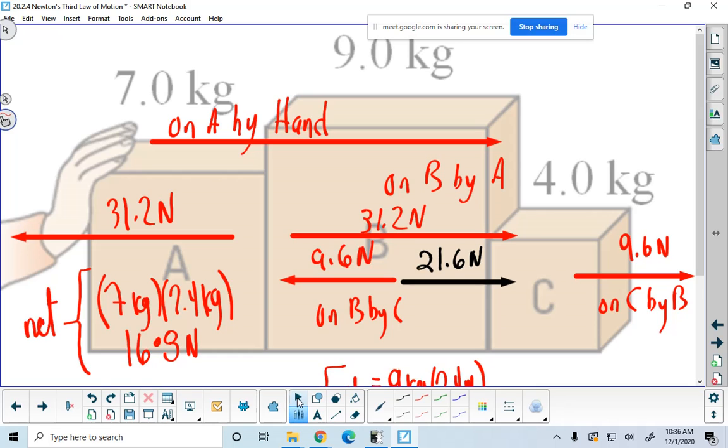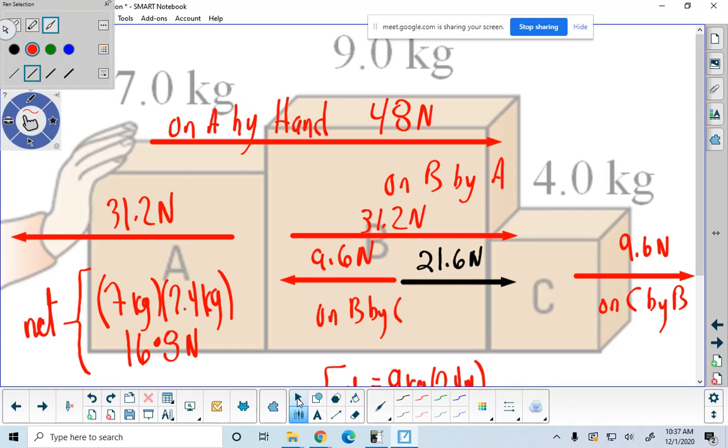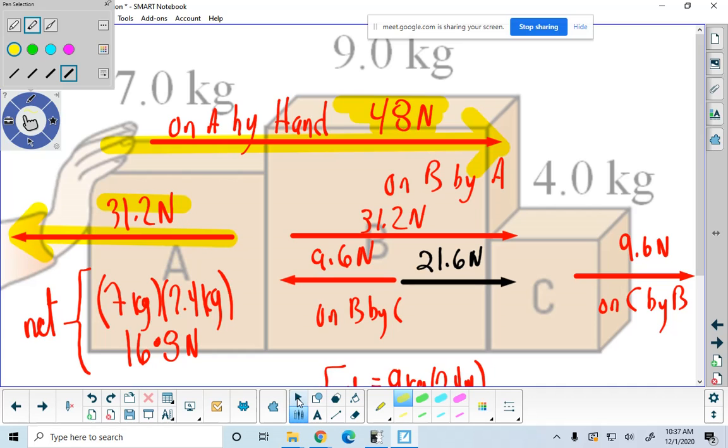If I add 31.2 and 16.8, I get 48. Do I? Okay, so this is 48 newtons. And just to drive this home, I'm going to highlight the forces on A. The forces on A are this 48 newtons to the right and this 31.2 newtons to the left.